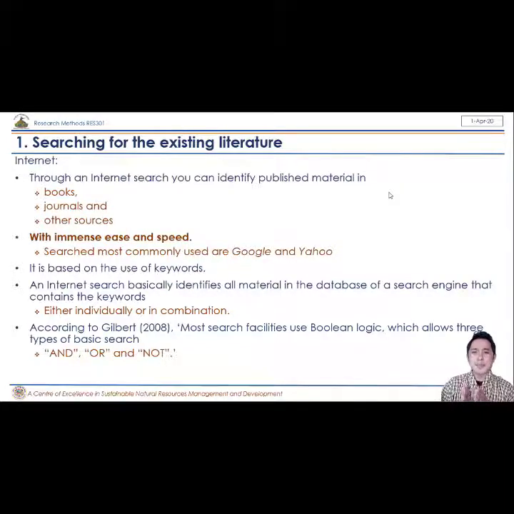It seems like searching books and journals for your existing literature. Searching the internet is very easy, and immense speed and ease is given by the internet. So you can search books that you were searching physically in the library through the internet. You can search journals that you are searching through the library and your peers and supervisors through the internet, and lots of other web pages and online information can be searched through the internet. And mostly Google and Yahoo are used for surfing. You can either use keywords to search individually, or you can use a combination of keywords.